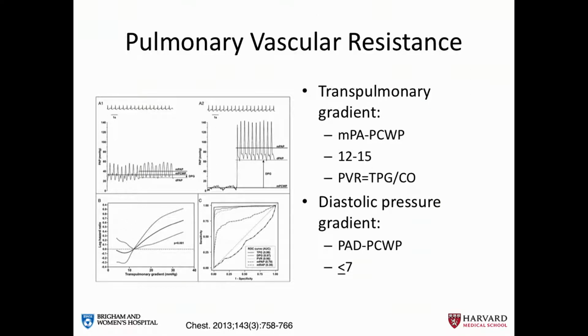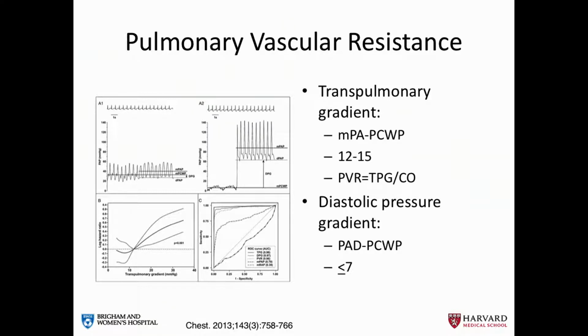Now, the pulmonary vascular resistance can also tell us a number of things. If we think about changing pulmonary vascular resistance, that could be due to something within the pulmonary vascular circuit itself, like pulmonary arterial hypertension, versus being driven by left-sided heart disease, such as in heart failure with preserved ejection fraction. To get at that, we start to think about different changes in the pressure differentials. The first is the transpulmonary gradient, which is simply the difference between the mean pulmonary artery pressure and the pulmonary capillary wedge pressure.